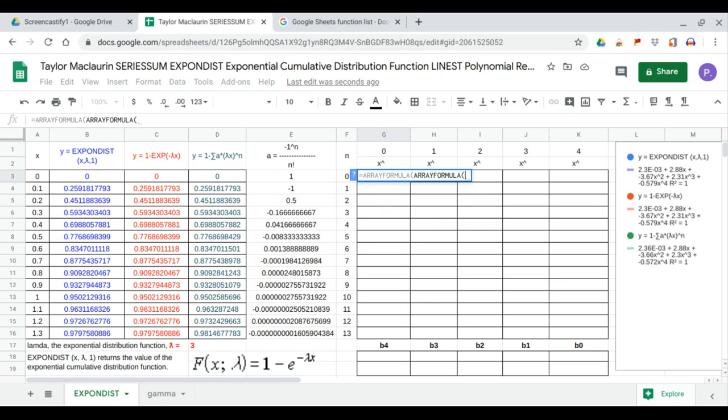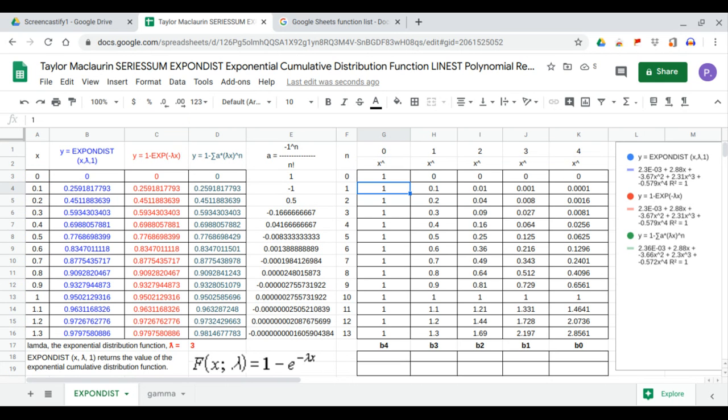Complete the 1 comma x matrix, which is array formula of the x values to the power of these values, 0 to 4. Enter.